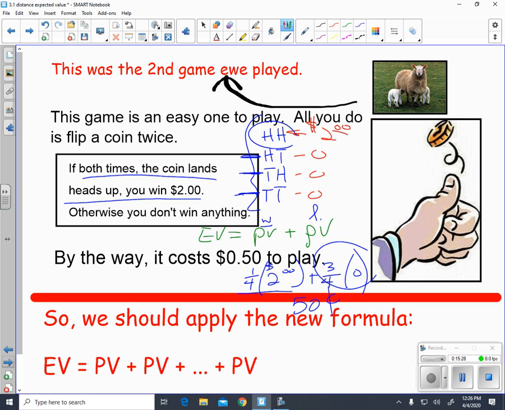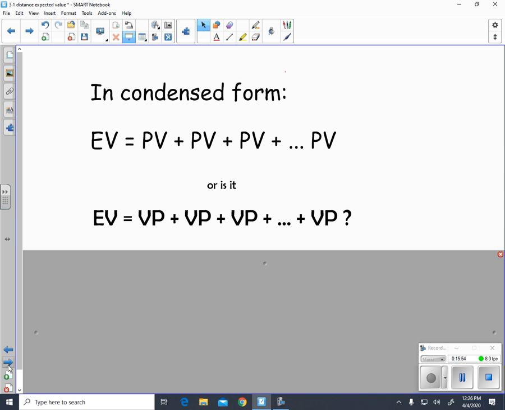And in that game, it cost us 50 cents to play. So if we subtract away the cost, we actually end up with 0 as our expected value. Which means the average result over the long run is that you expect to break even. This is called a mathematically fair game. In the world of mathematics, mathematically fair means a break-even game.